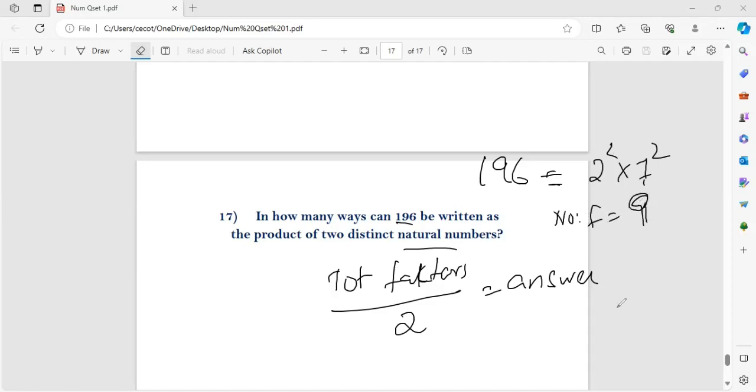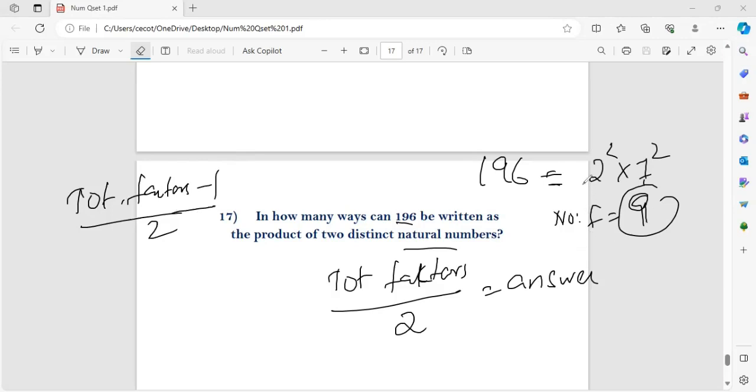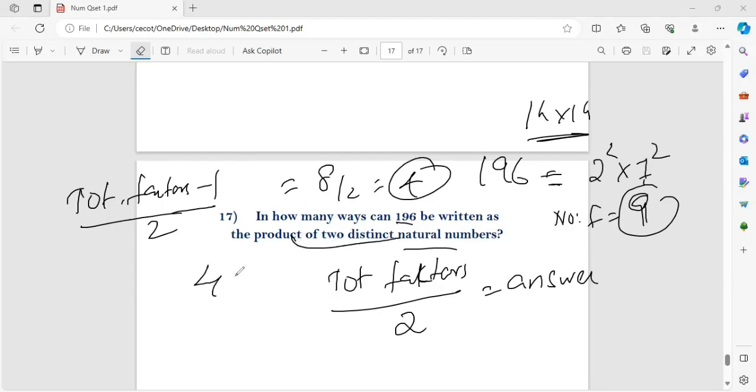Now, we cannot divide 9 by 2, isn't it? Then we give a decimal answer. We can divide, but we give a decimal answer. So, in case of perfect square numbers, whenever you end up in an odd number, there is a slight change in the formula. Total factors minus 1 by 2. Why? Because we are having one number as common, isn't it? See, 14 square is 14 into 14. We have only one distinct number in this, isn't it? So, that's why we are subtracting 1 and then dividing by 2, which means 9 minus 1 by 2, 8 by 2, answer will be 4. In 4 ways, we can express this number as product of two distinct natural numbers. Answer will be 4 ways.